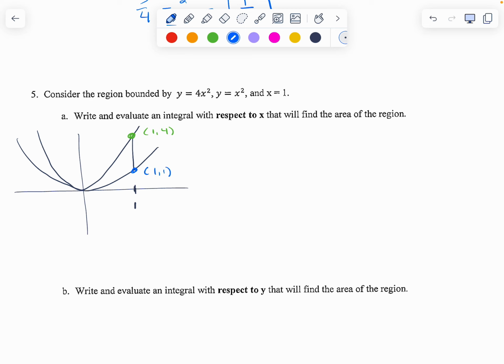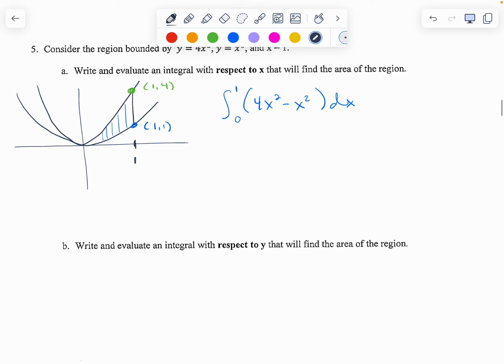If I'm thinking about this using my vertical rectangles, I'm subtracting my y's. This top green y minus the bottom blue y, and my integral is going to go from 0 to 1. My top y, 4x squared, minus my bottom y, x squared, the whole thing, dx. I'm going to set up my second problem before I do my integral.